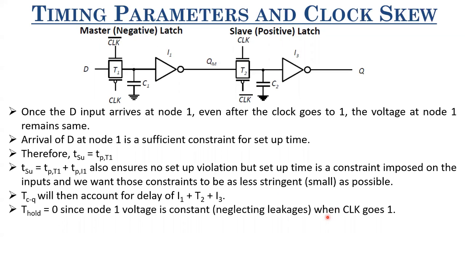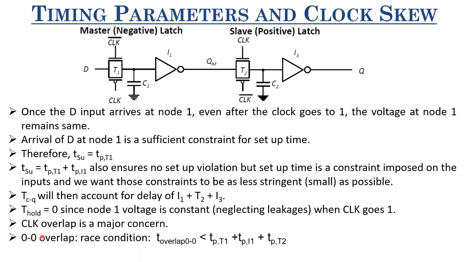So clock overlap is a major concern even for dynamic edge-triggered registers. We saw that it was a major concern for static edge-triggered registers. Here also clock overlap is a major concern. Let's see what happens. So when there's a 0-0 overlap, what happens? When clock is equal to 0 and clock bar is also 0, then both these transmission gates are on. I mean, the PMOSFETs of these transmission gates are on. And whatever value of D was there, it can reach Q during that overlap period.